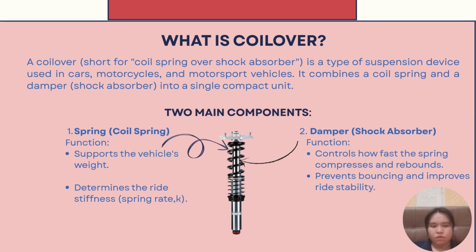What is a coilover? A coilover, short for coil spring over shock absorber, is a type of suspension device used in cars, motorcycles, and motorsport vehicles. It combines a coil spring and a damper into a single compact unit. The function of the spring is to support the vehicle weight and determine the ride stiffness. The function of the damper is to control how far the spring compresses and rebounds, prevent bouncing, and improve ride stability.